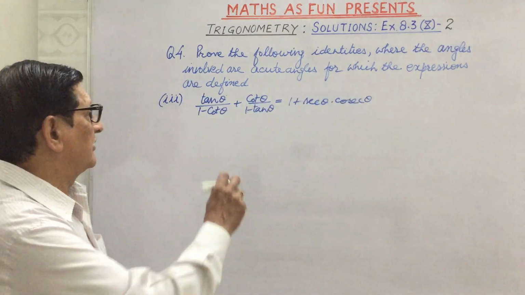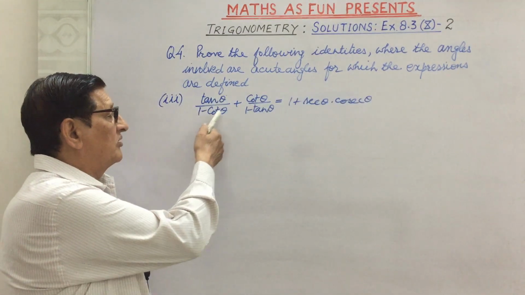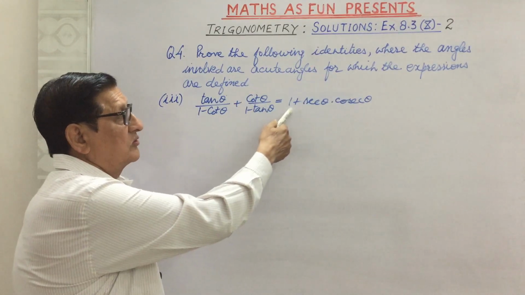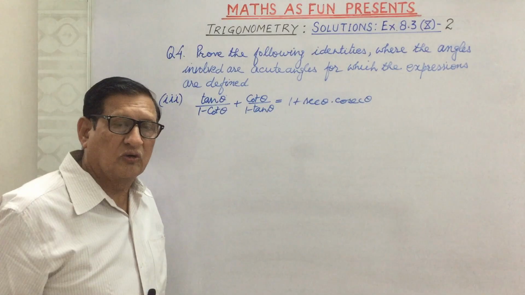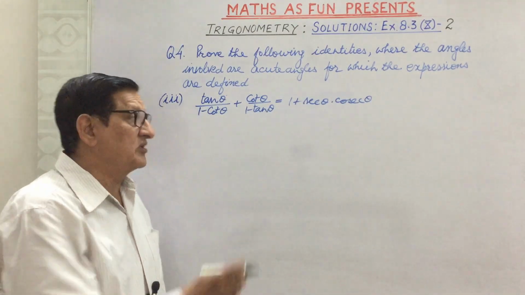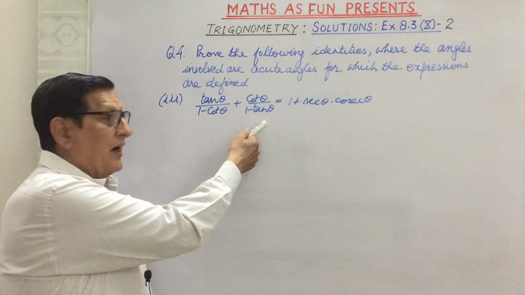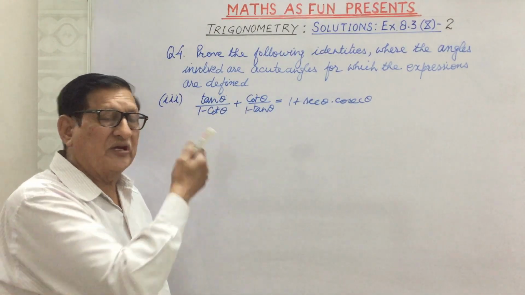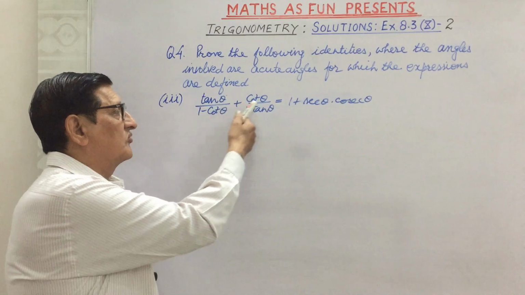The third part here is tan theta upon 1 minus cot theta plus cot theta upon 1 minus tan theta is equal to 1 plus sec theta into cosec theta. To prove this, when we start from the left hand side, either we convert them into sin theta and cos theta, or we can convert both in terms of tan theta.